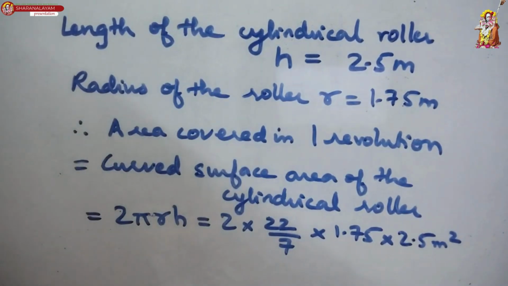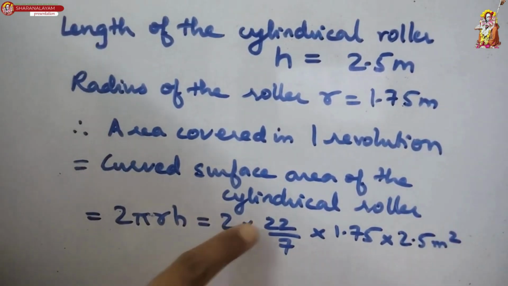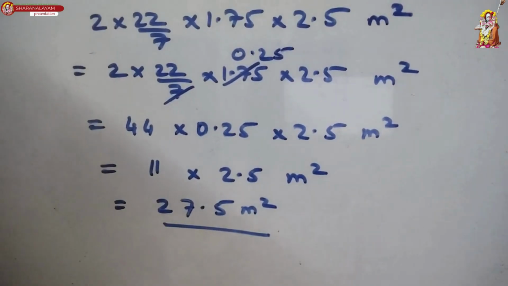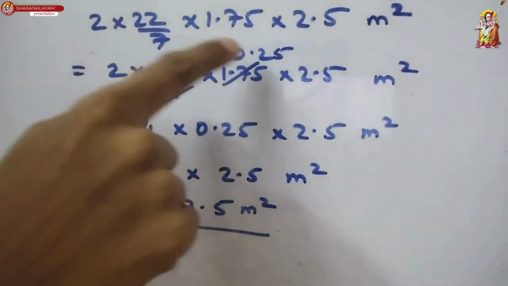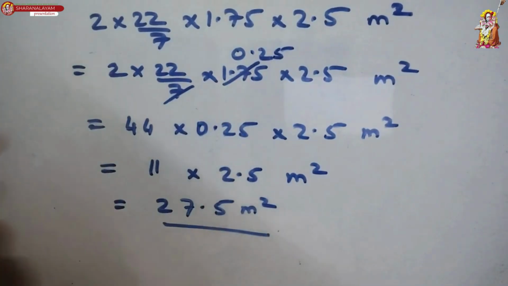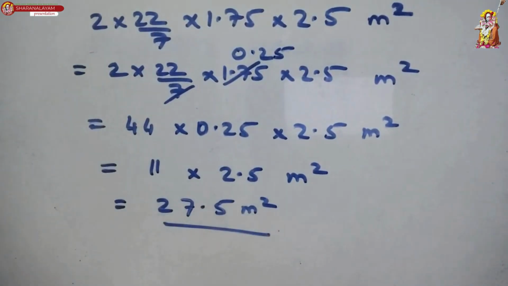H equals 2.5 meters. Radius of the roller R equals 1.75 meters. So as discussed earlier, area covered in one revolution will be the curved surface area of the cylindrical roller, which is equal to 2 pi RH, which is equal to 2 into 22 upon 7 into 1.75 into 2.5. So 7 into 0.25 gives you 1.75. That's why we have chosen pi's value as 22 by 7, which will be very useful in these sort of calculations.